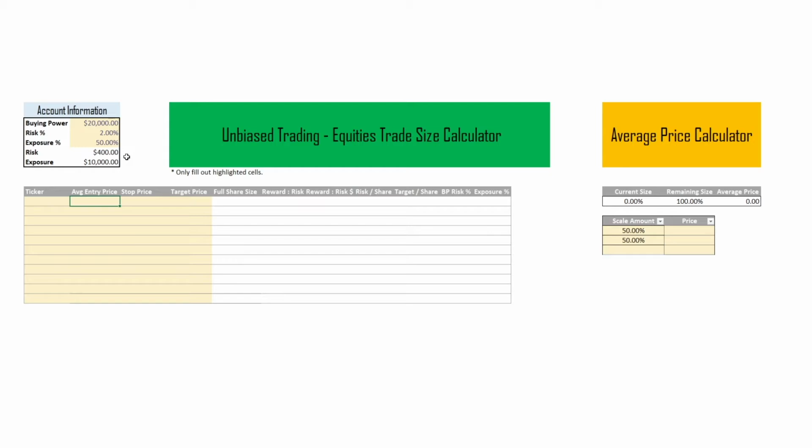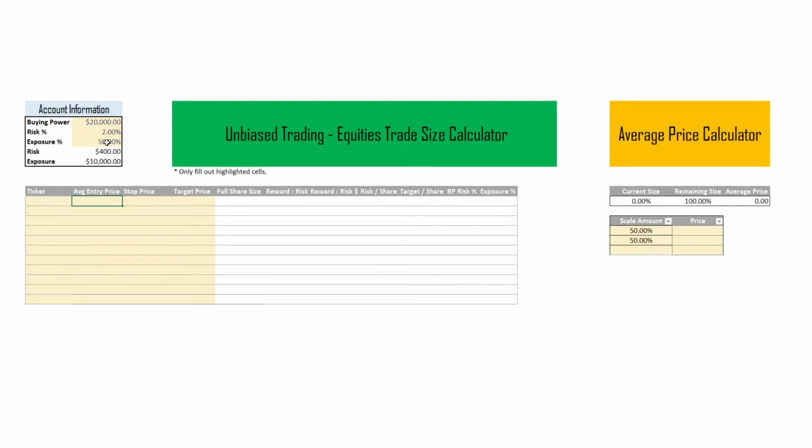But I'll take you through it very quickly. It's quite simple, it's very easy to change. The idea of it is to use this just before market open or when you're planning your trades, so you have a very clear idea of where your stop price is, where you're looking to enter, and where you're looking to take profits. And just overall keep your risk very well managed. So let me take you through it.